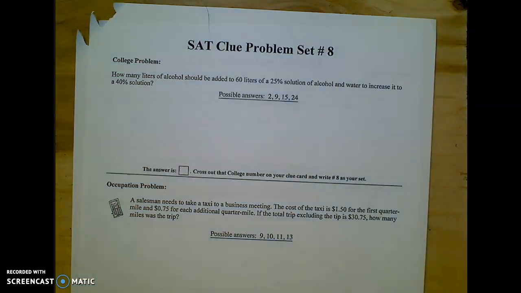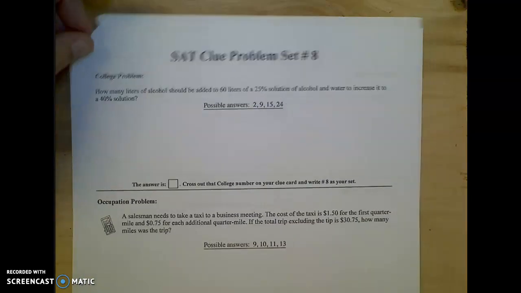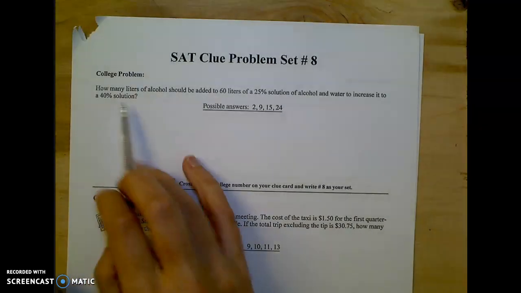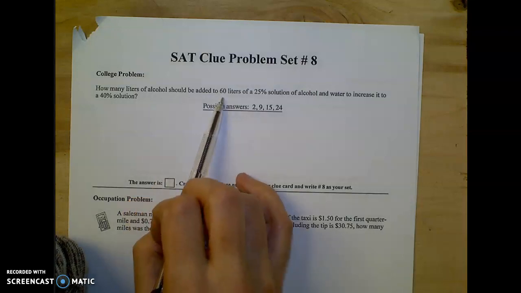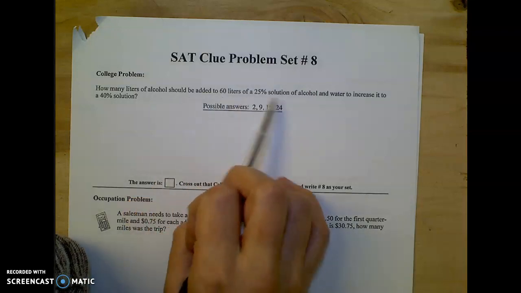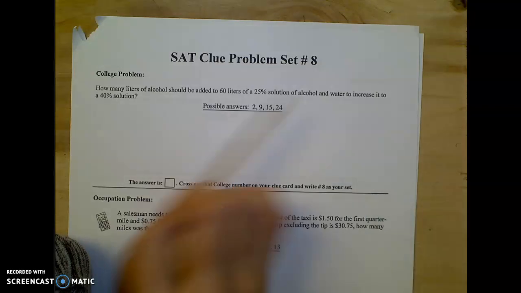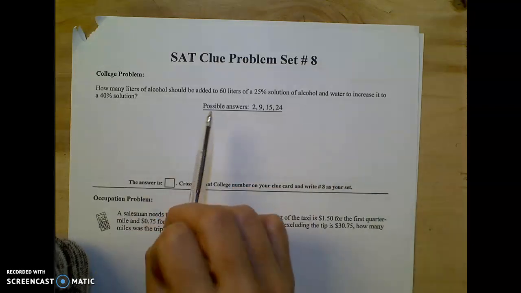Alright guys, so I looked through most of these and some of them are easy and some of them are a little bit out there. So the first one, I actually did this a really weird way and Makai actually showed me a much easier way to do it. So, how many liters of alcohol should be added to 60 liters of a 25% solution of alcohol in water to increase it to a 40% solution?